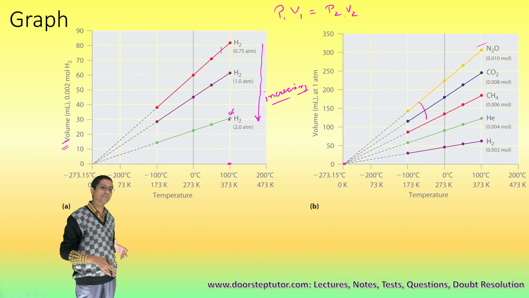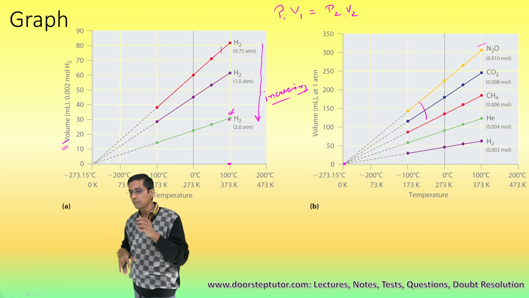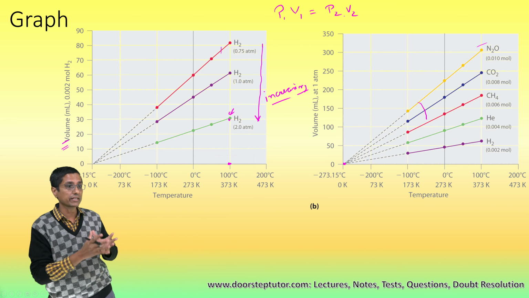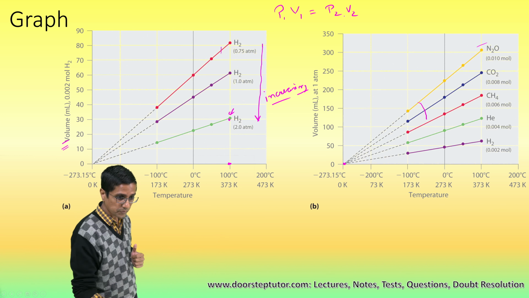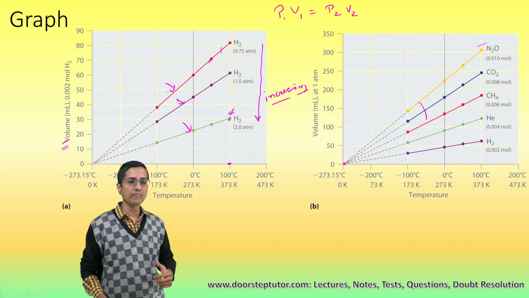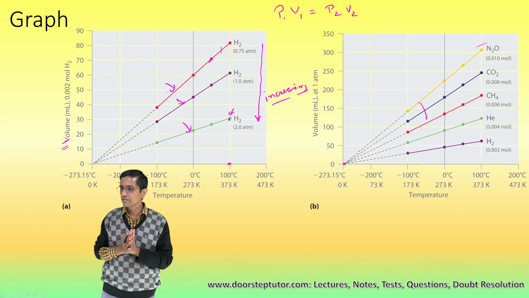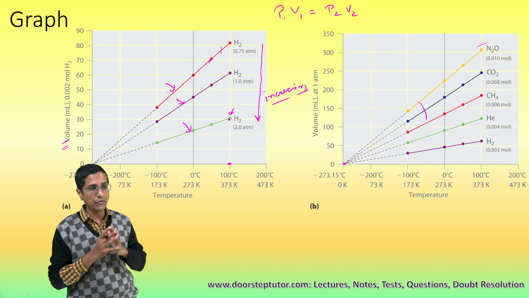So at the same temperature, if I increase the pressure, my volume would decrease, and that is also shown in these plots. But at all the various pressures, the volume and temperature graph is a straight line. All of these three are straight lines. These graphs are important because often questions are asked on this graph.